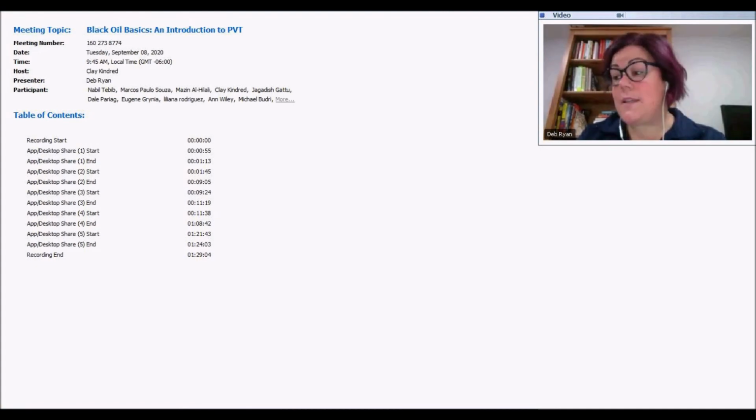But yeah, the reservoir fluid will see an increasing density with time as the lighter ends come out as we produce, and the gas oil ratio of the reservoir fluid declines.